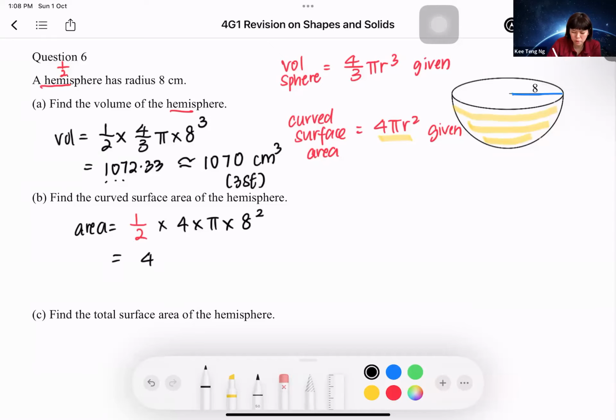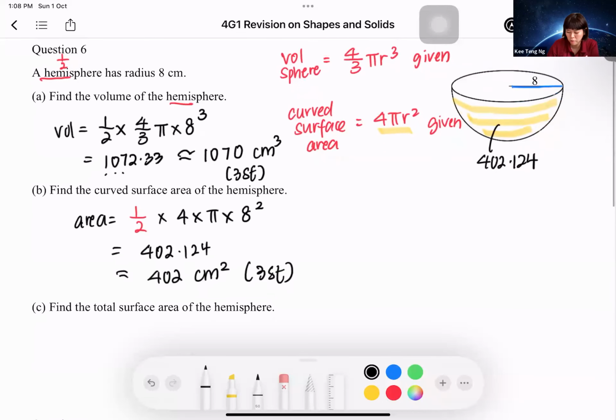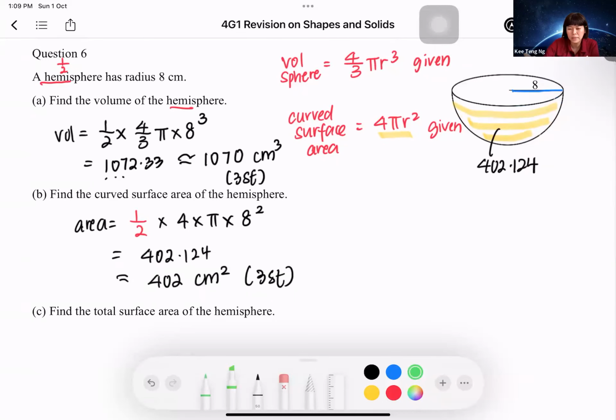Then that would be 402.123, rounding off, 402 cm squared, 3 s.f. Okay, so this portion over here is 402.124, right? I want to find the total surface area. If I want to find the total surface area, I need to have something on top. This is a solid, right? So in this case, I need to add this portion here.